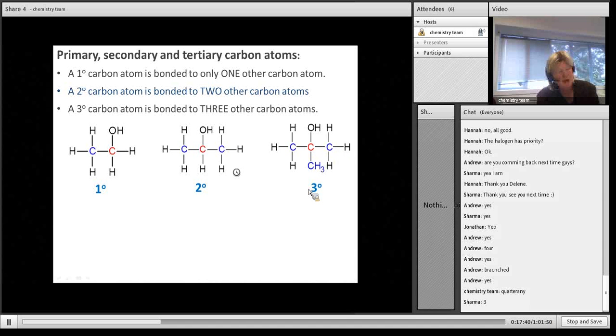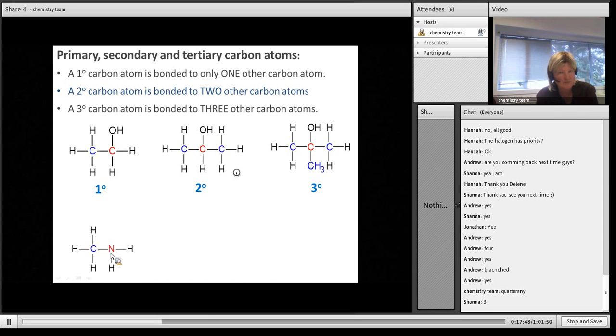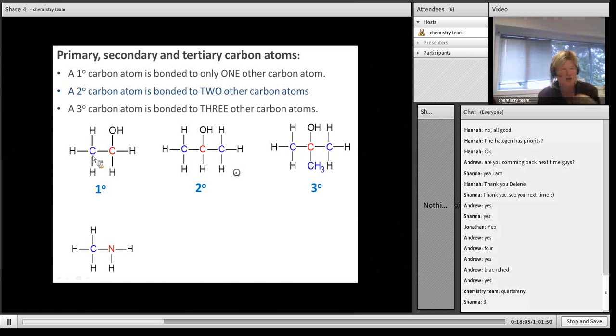If I had a primary amine or a secondary amine or a tertiary amine, then it's how many carbons the nitrogen is bonded onto. Because an OH can only form one bond. So an OH itself can only bond to one. So we always look at the carbon atom the OH is bonded to, and how many other carbons that red one is bonded to.